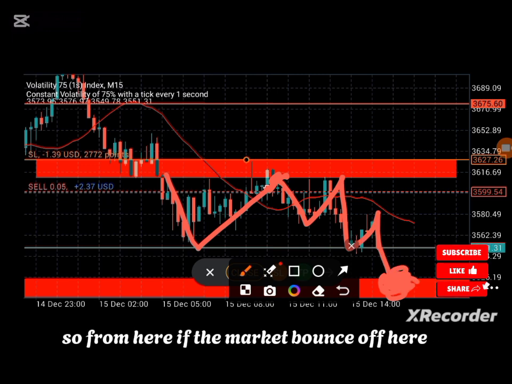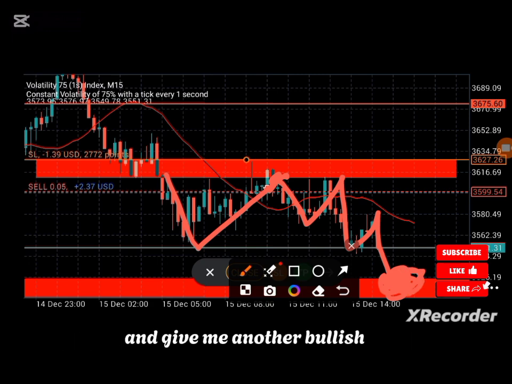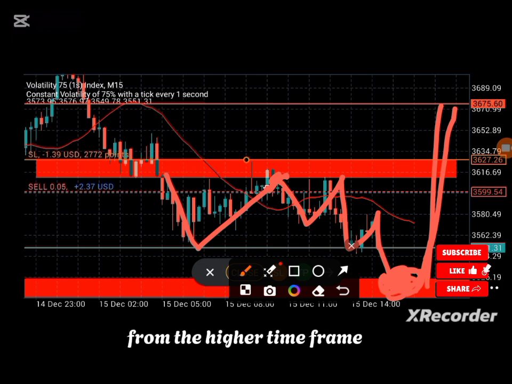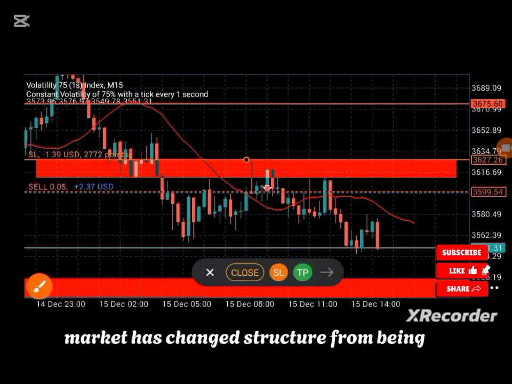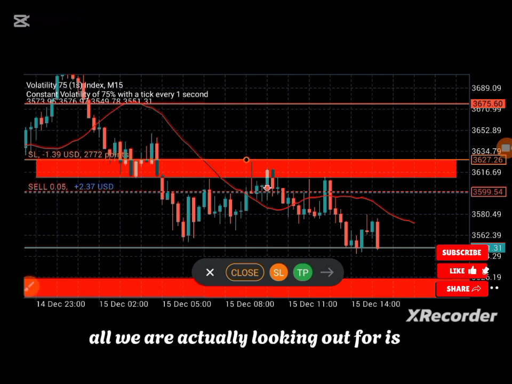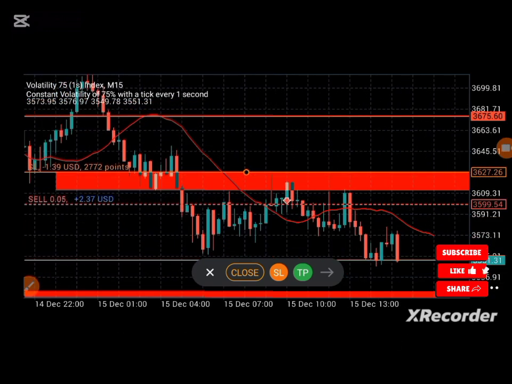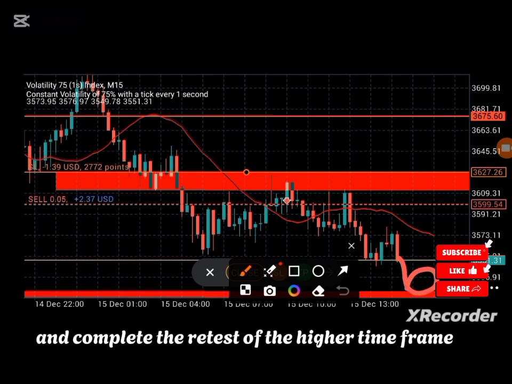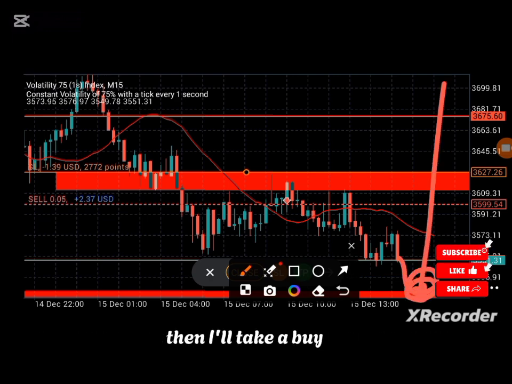From here, if the market bounces off and gives me another bullish confirmation to the upside, I'll be taking a buy. And this buy will be a long-term buy, because overall, from the higher time frame, the market has changed structure from being bearish to bullish. All we are looking out for is the market to come back here for a retest of the higher time frame support zone. Then I'll take a buy.